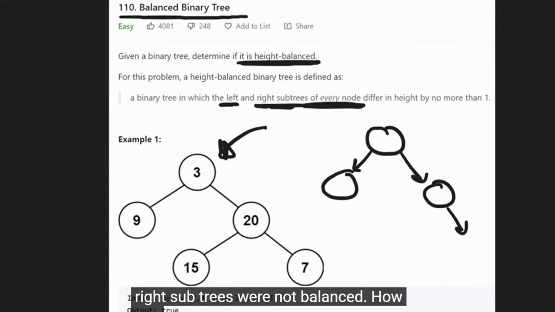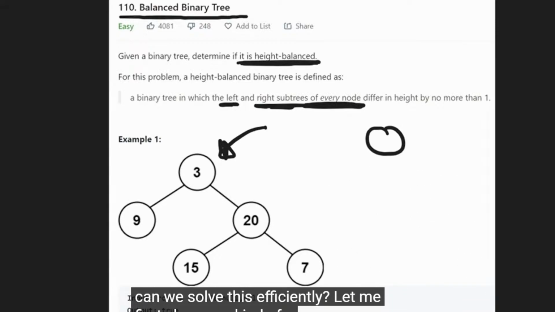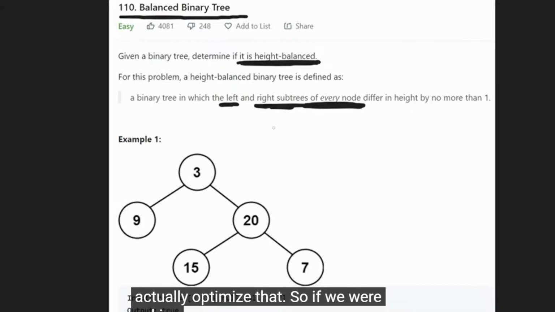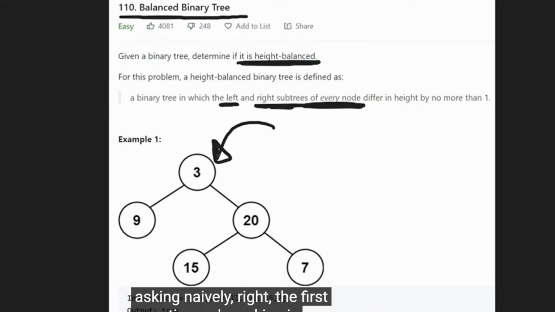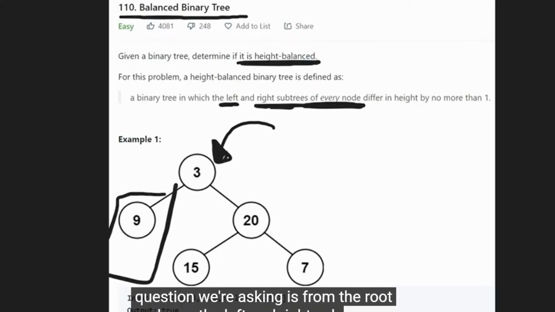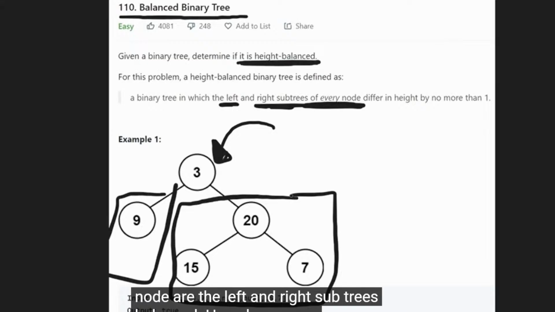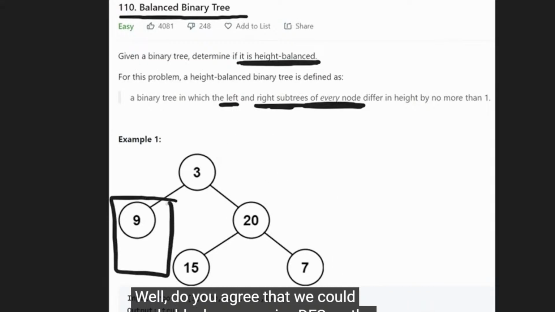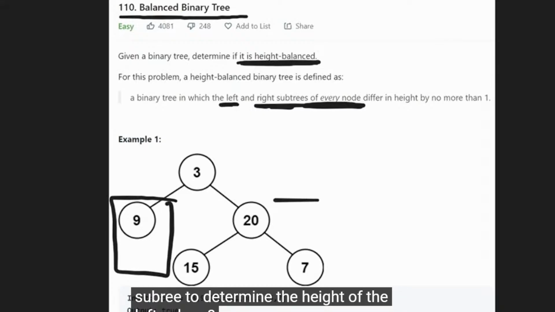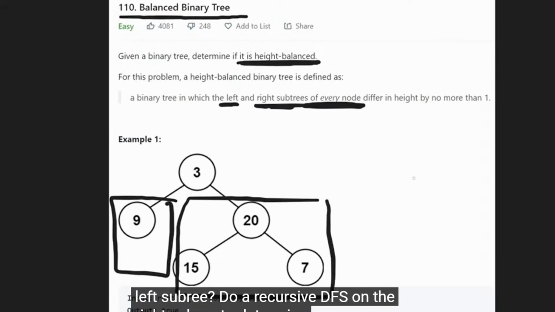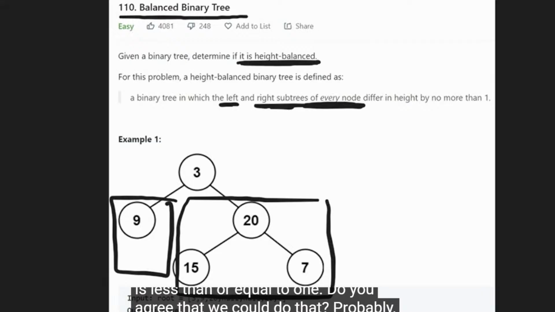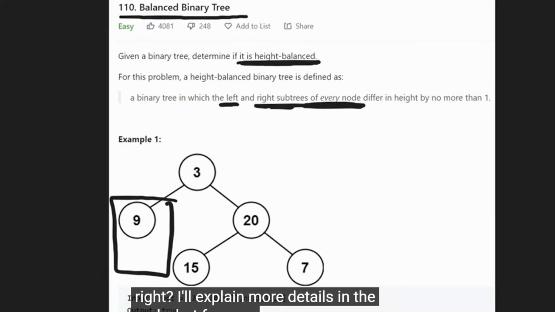How can we solve this efficiently? Let me first show you kind of a naive approach, and then we'll see how we can actually optimize that. So if we were asking naively, right, the first question we're asking is, from the root node, are the left and right subtrees balanced? How do we even determine that? Well, do you agree that we could probably do a recursive DFS on the left subtree to determine the height of the left subtree, do a recursive DFS on the right subtree to determine the height of this subtree, and then we could compare those and make sure that the difference is less than or equal to 1? Do you agree that we could do that? Probably, right? I'll explain more details in the code, but for now, let's just assume we can do that.